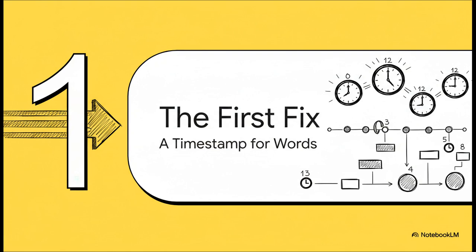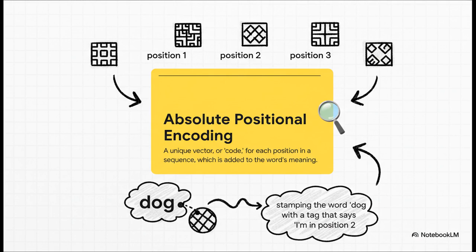How did the people who invented the original transformer solve this puzzle? Well, their first fix was pretty brilliant. They basically decided to give every single word its own unique timestamp. It's a method called absolute positional encoding. And the idea is actually pretty straightforward. You create a special numerical code, a vector, for each and every position. So there's a code for position 1, a different one for position 2, another for position 3, and so on. Then you literally just add that position code to the code that represents the word's meaning.